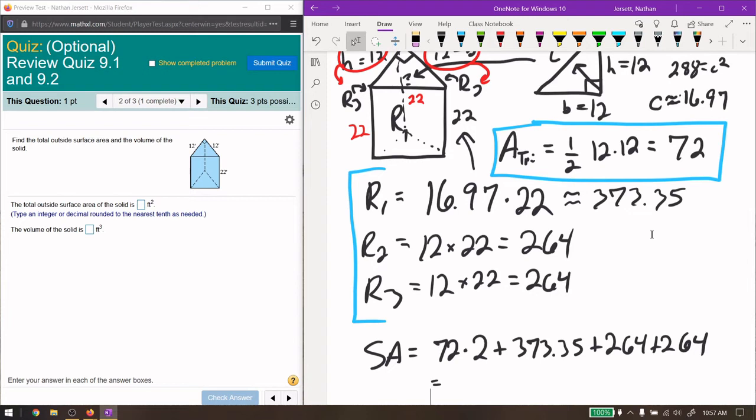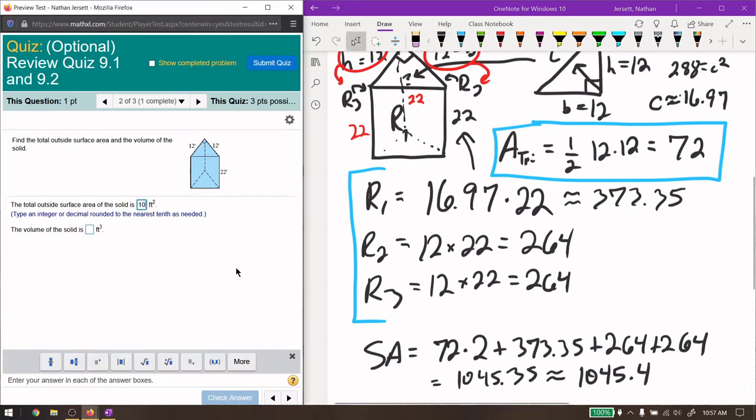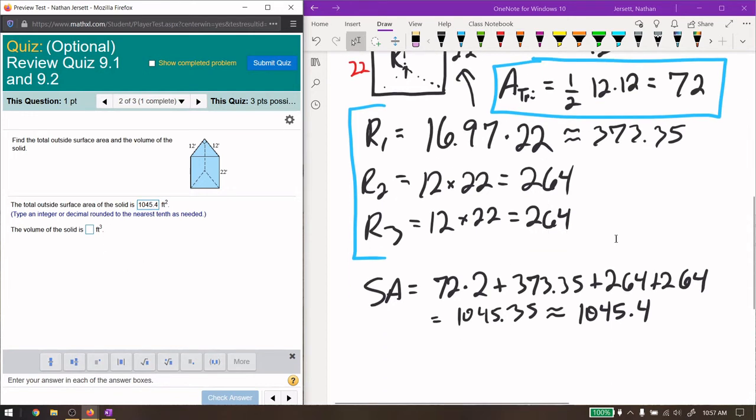Yep, and then two of the 72s. I'm getting 1045.35, rounded to the nearest tenth is going to be 1045.4. And the volume is the easiest thing to find.